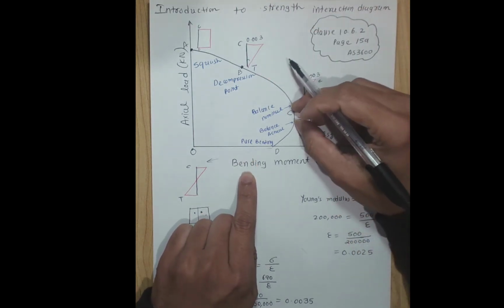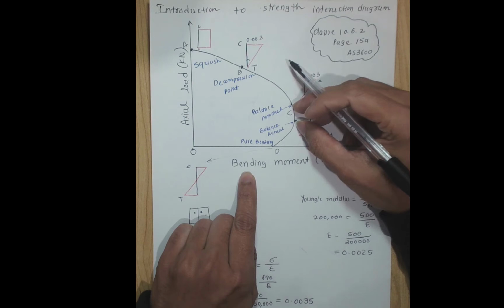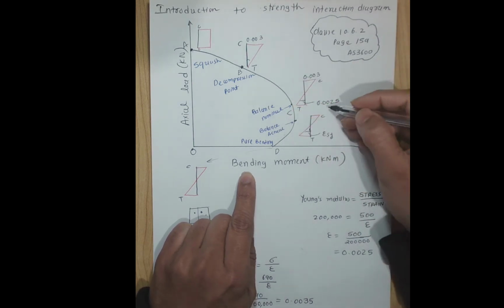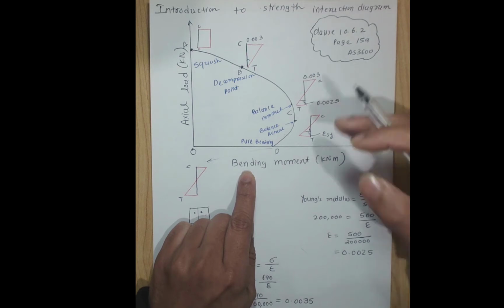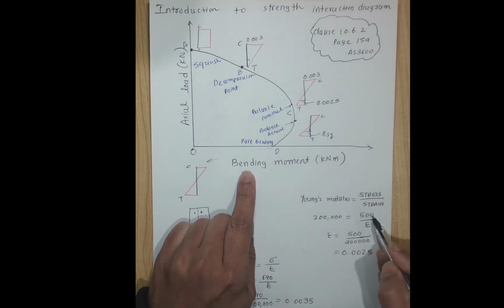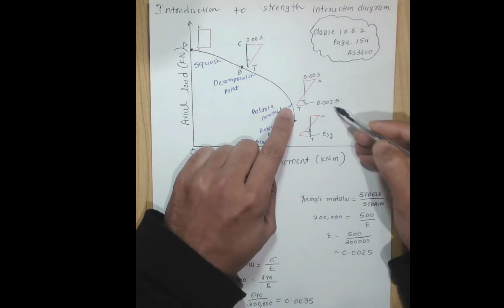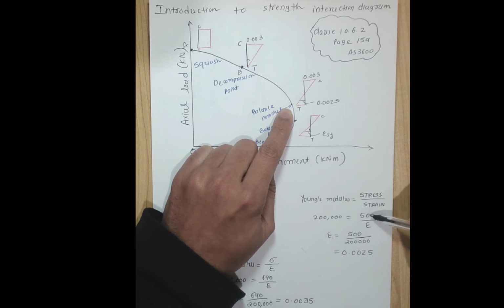Now point C is divided into two sections. One is balance nominal and another one is balance actual. Actually, when you have 500 megapascal steel, when you calculate the strain, you have 0.025. So that is point C. The Australian standard is saying 500 megapascals.